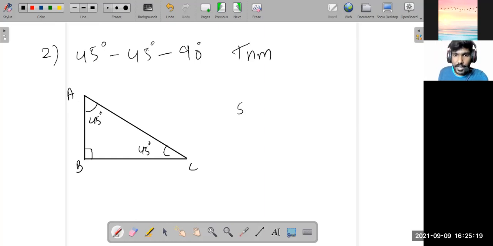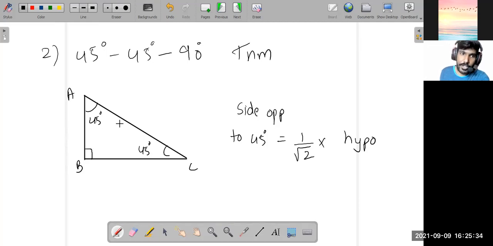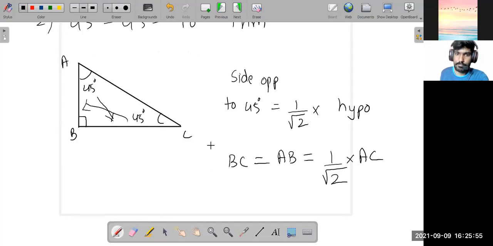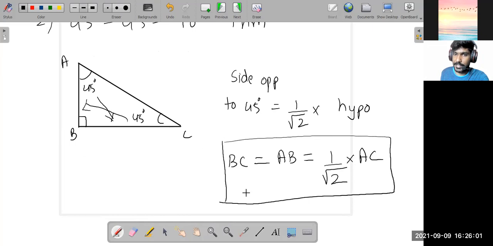So what this theorem says: the side opposite to 45 degree is 1 upon root 2 times the hypotenuse. Which 45? Both. The side opposite to this 45 is BC, and the side opposite to this 45 is AB. So BC and AB both are equal to 1 upon root 2 times the hypotenuse, that is AC. Both of them will be of the same length.